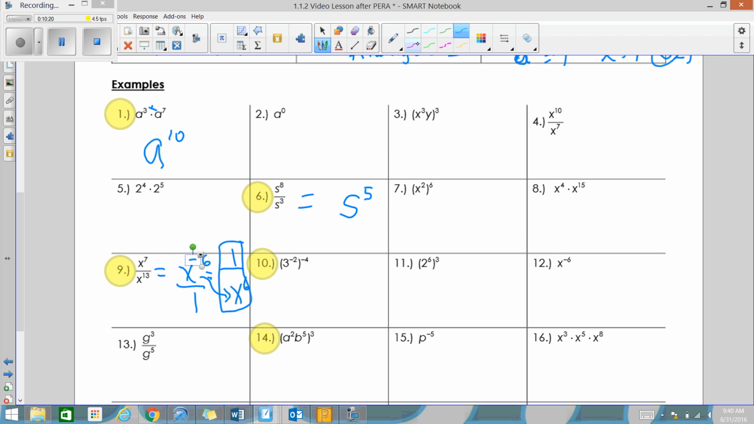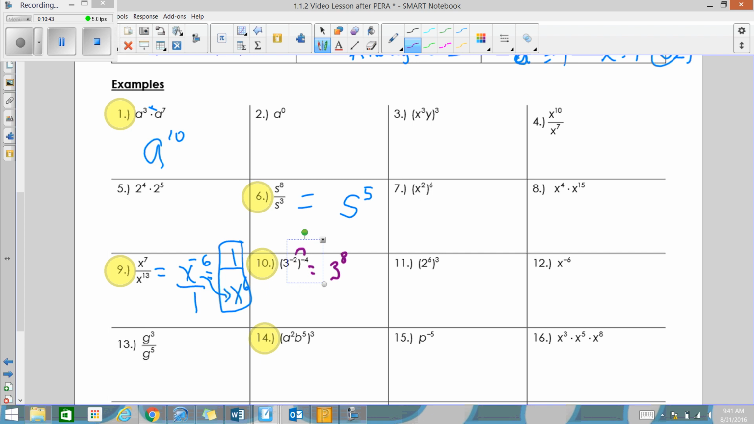All right, here we go. Let me get a different color because it's pretty close here. So number 10, you've got 3 to the negative 2, all raised to the negative 4. So this is a power raised to another power. When you do a power raised to a power, this is distributing, so that means we're multiplying here. So this is going to be 3, and then negative 2 times negative 4 is positive 8.